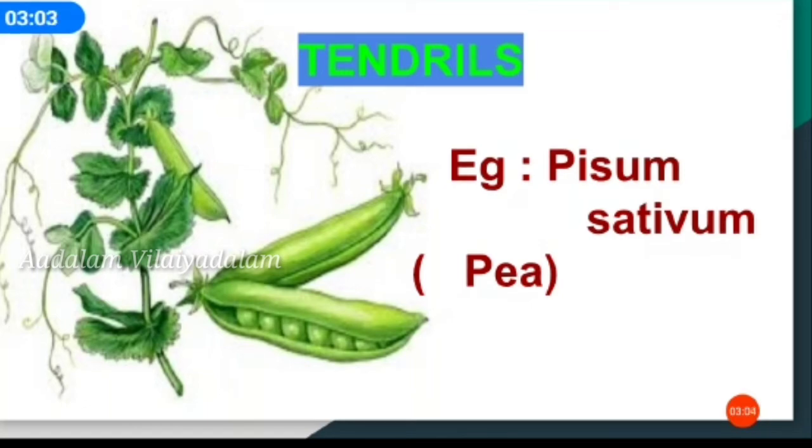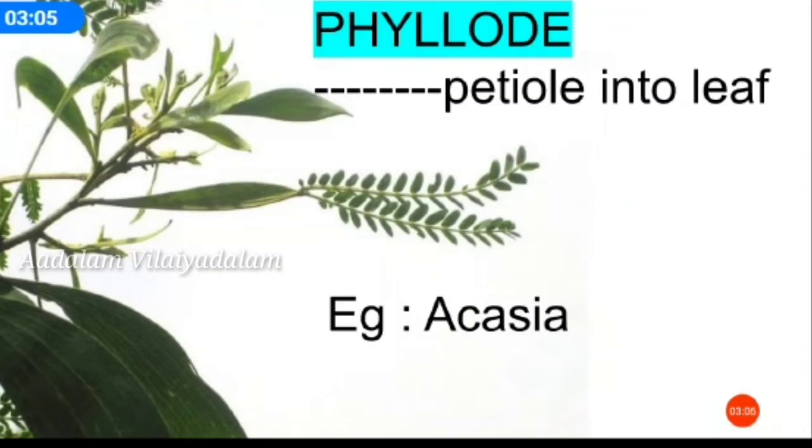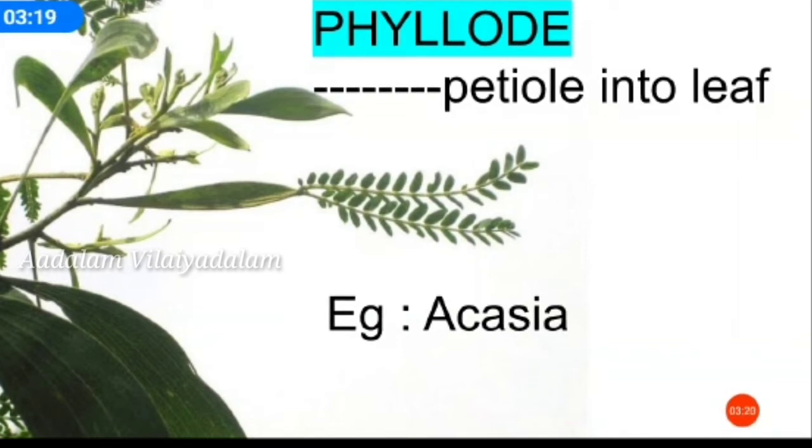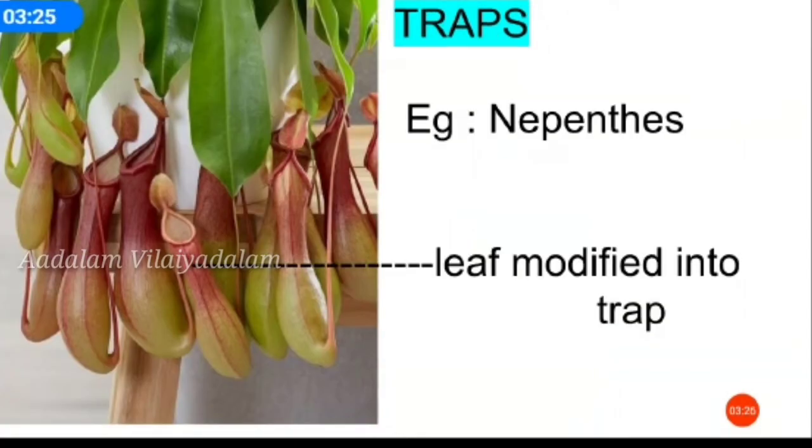Next, traps. These plants grow in nitrogen deficient soil. Example is Nepenthes. These Nepenthes are insectivorous plants. These Nepenthes mostly grow in nitrogen deficient soil. So to compensate their nitrogen availability, they trap the insects.